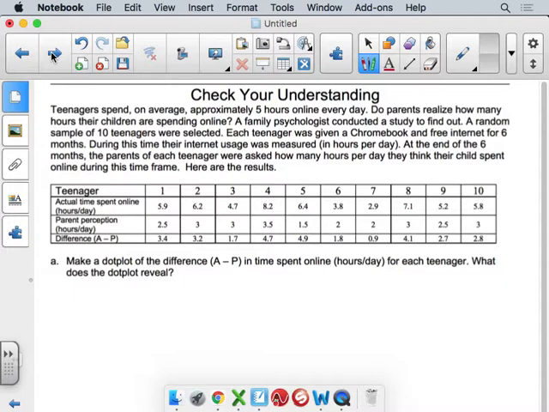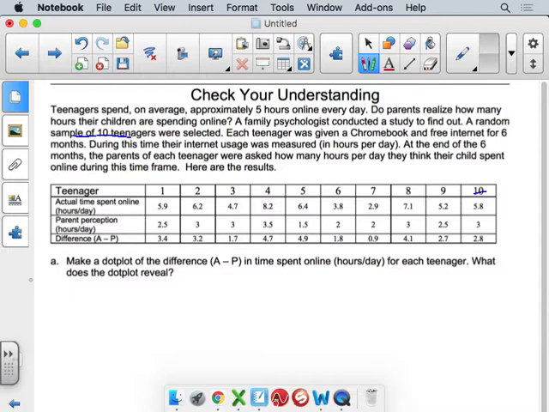So what's going on here is, how much time are teens spending online? Do parents realize how much time they're spending online? So they did a study. They did a random sample of 10 teenagers, and you can see they listed them all out. Each teenager was given a Chromebook, free internet for 6 months. During this time, the internet usage was measured in hours a day.